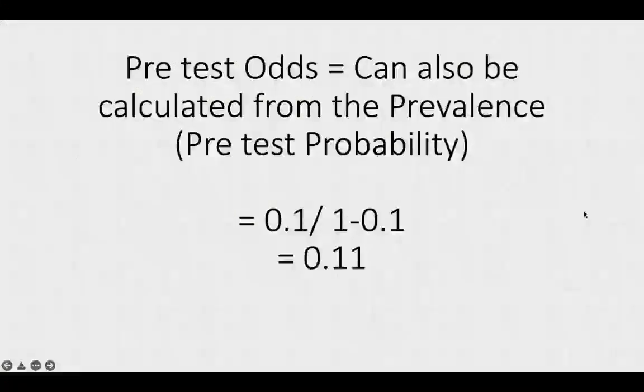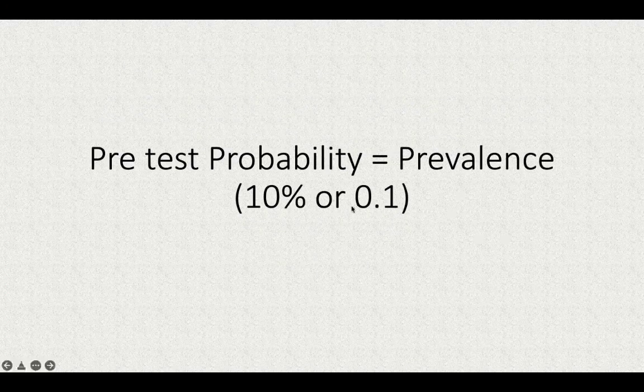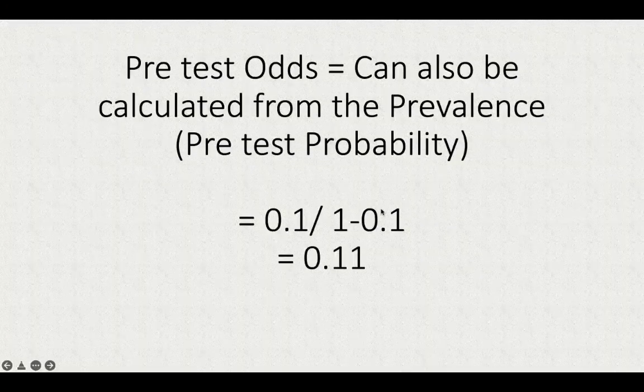If we talk about pre-test odds, you'll go systematically, one by one. As I told you, pre-test odds can also be calculated from the prevalence. Remember, the pre-test probability was 0.1. So we can calculate pre-test odds from pre-test probability. The formula for pre-test odds would be pre-test probability divided by 1 minus pre-test probability. So the pre-test odds is 0.11.